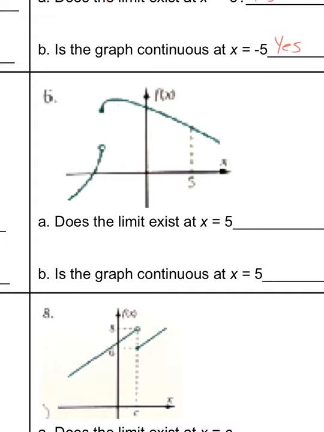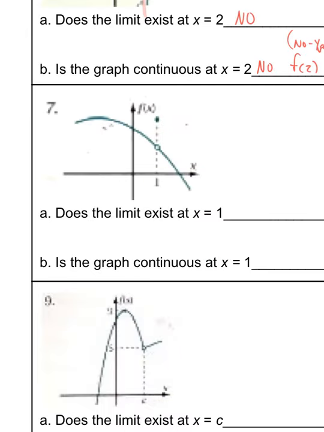Number 6, is the graph continuous at 5? Don't be fooled. We're not looking over here. We're looking here. So if I trace the graph here, from the left and from the right, we're meeting in the same place. Yes, there is a limit. Is the graph continuous? Yes, there's a y value here. Again, there's no hole, so there is a y value. There is a limit. Great date. The left and rights meet, and they're at the same value. So that is yes and yes.